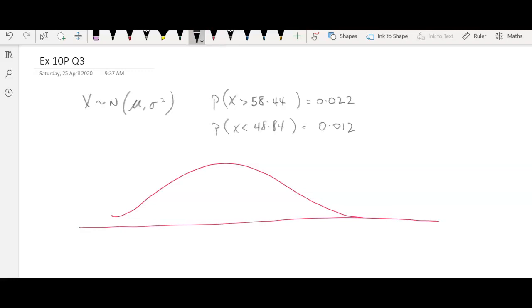Right, so mean unknown, and standard deviation unknown. Okay, no big deal. Let's get it done. Probability x is greater than 58. So this is a small number. So we're way up this end of town, aren't we? Up here somewhere with our 58.44.